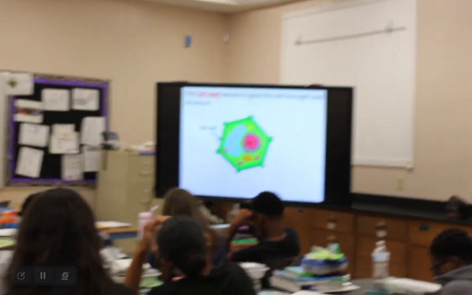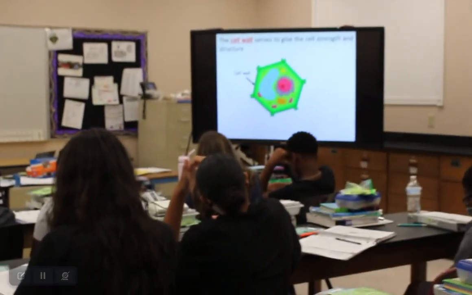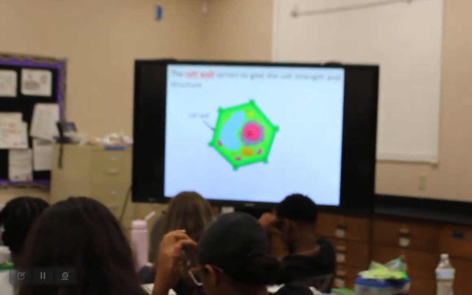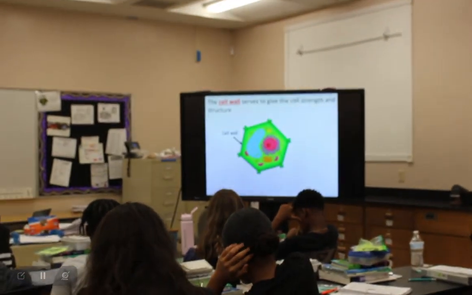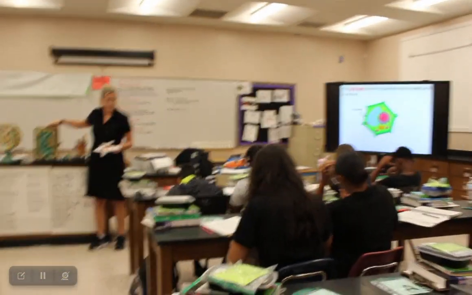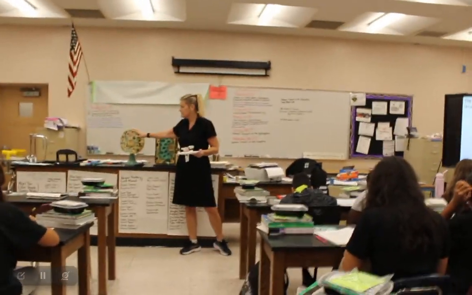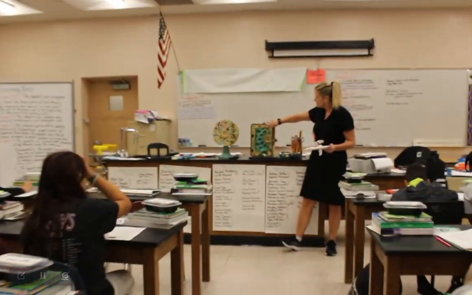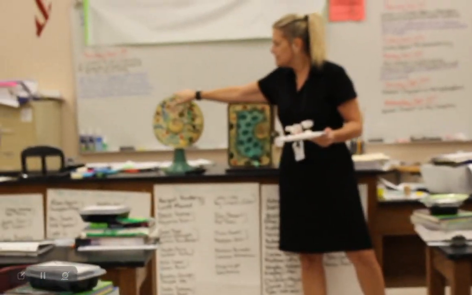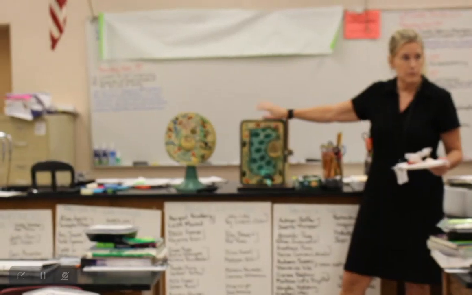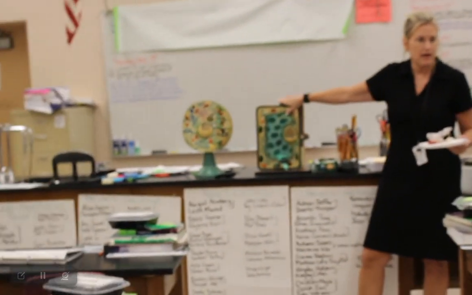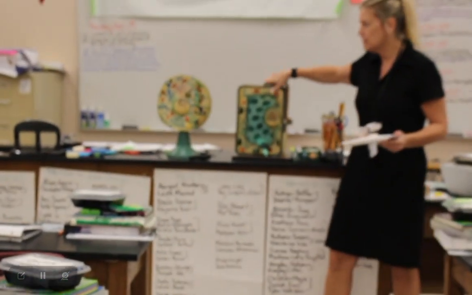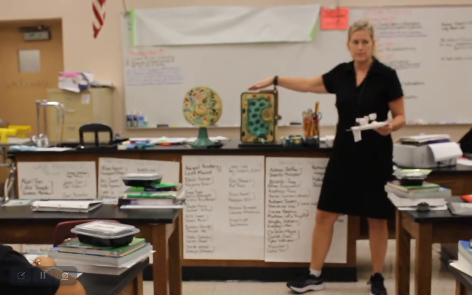All right, and then the cell wall serves to give strength and structure. It's important to note that the cell wall is in a plant cell, but it's not in an animal cell. So if you look up here, you can see the plant cell has the cell wall. The animal cell just has a cell membrane. And the plant cell also has a cell membrane, but the plant cell is the only one that has a cell wall. And what else do you immediately notice just by looking at the shapes of them?